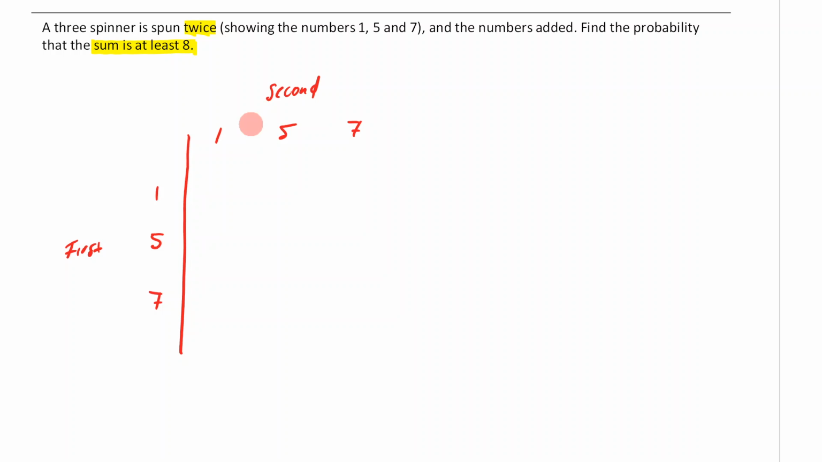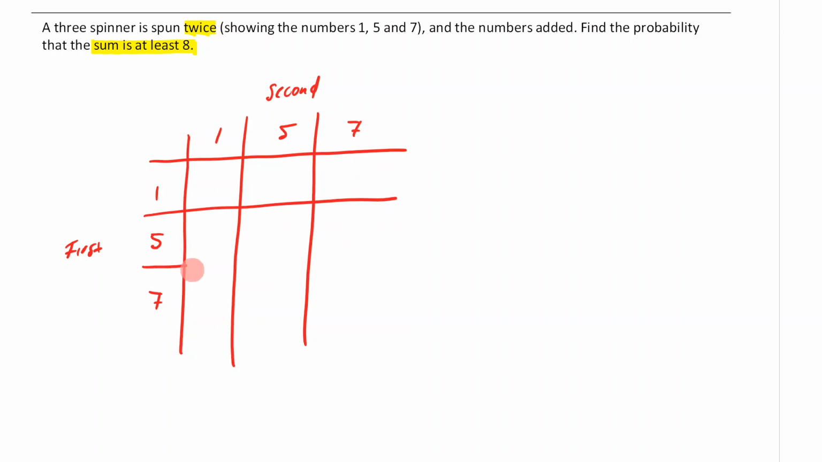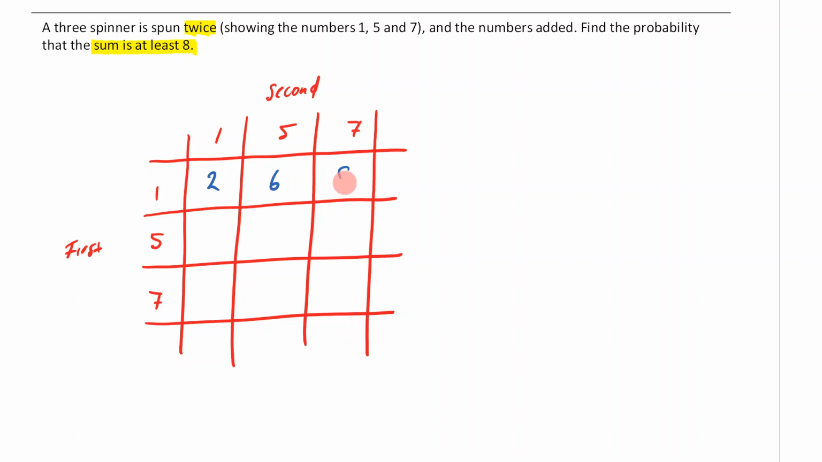Now, we will rule this up. And then once I've done that, I'm going to add these together because it's talking about the sum. So I want to add all of these together. So this will be 2, 6, 8, 6, 10, 12, 8, 12, 14.